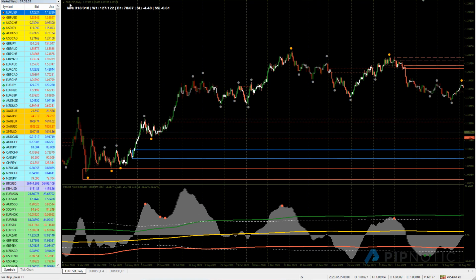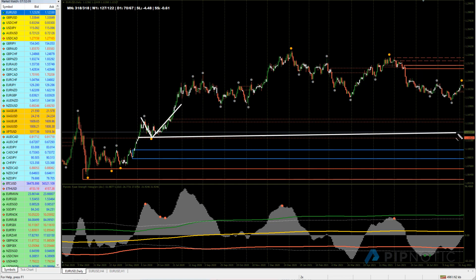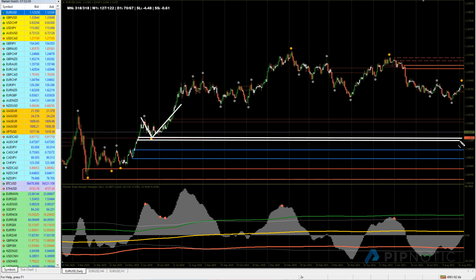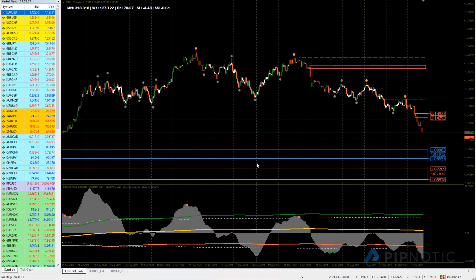This is the euro American dollar, and I just think that once price moves beyond this, below this, we're going to start to see people begin to buy the euro and sell the American dollar, because at the moment the American dollar is pretty strong. You can see that across the board. Okay, so that's what I'm doing.